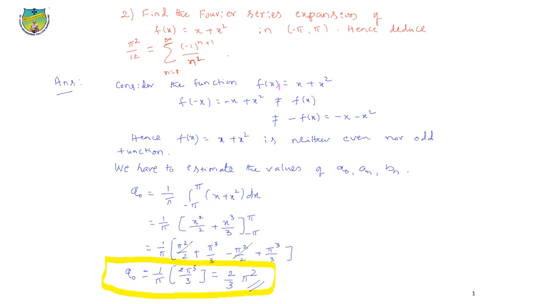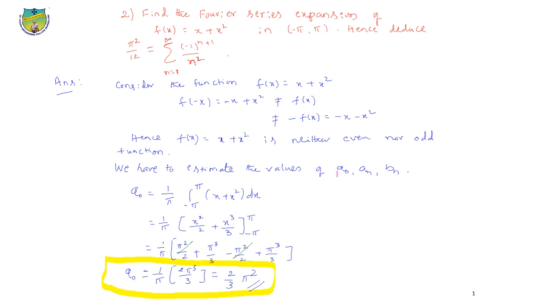Consider the function f of x equal to x plus x square. We have to check whether this is an odd function or an even function. So how do we do that? Take f of minus x, which is minus x plus minus x the square, that is minus x plus x square. Unfortunately, this is not the same as f of x, that is x plus x square, and this is not the same as minus of f of x, that is actually supposed to be minus x minus x square. And hence, this given function f of x equal to x plus x square is neither an even nor an odd function.